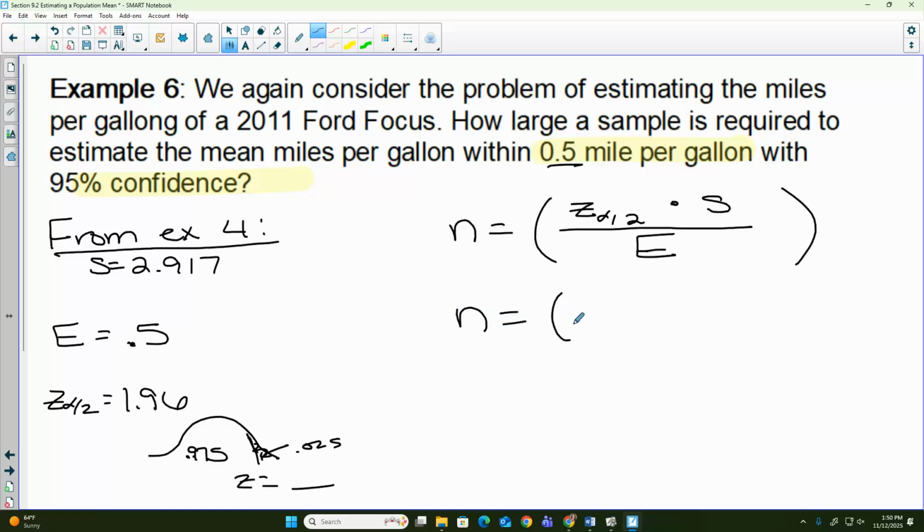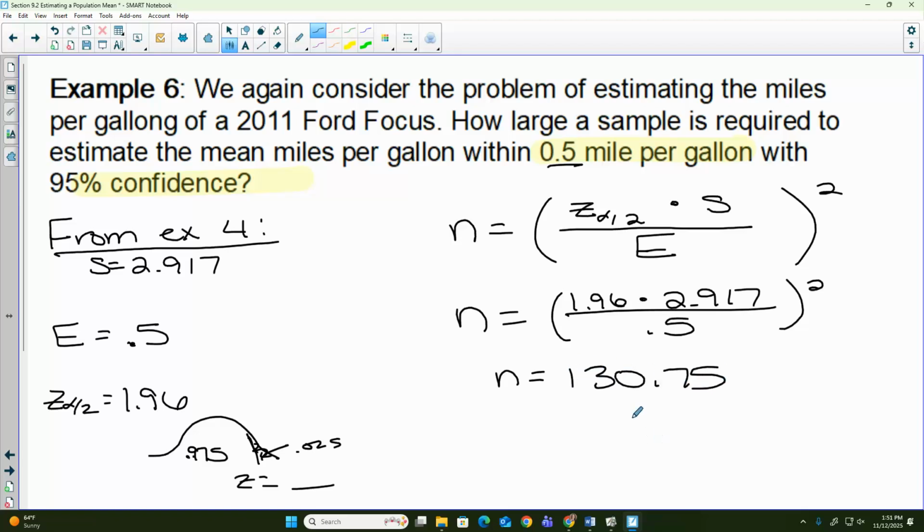So now we plug these in. So 1.96 times 2.917 over 0.5. It's supposed to have a square on it. And I get 130.75. So how many would we have to have? 131.